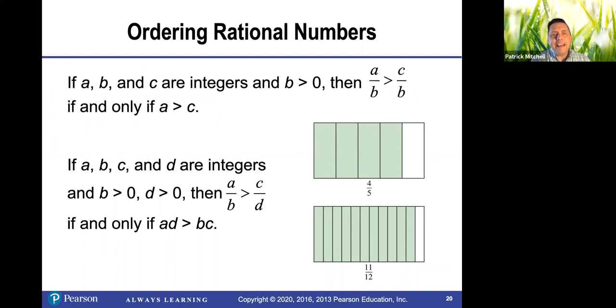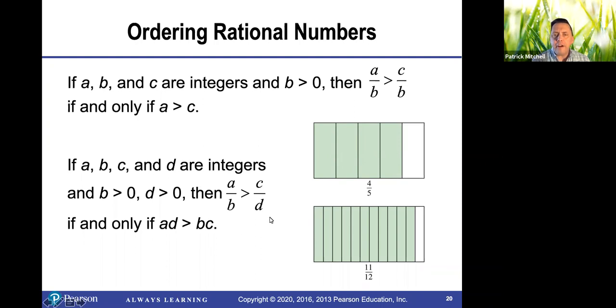If a, b, c, and d are integers, and b and d are both greater than 0, then a over b is greater than c over d if and only if those same cross products that we were just talking about, AD is greater than BC. So for example, if you were comparing the fractions 4/5 and 11/12, I can see from this area model that 11/12 is greater than 4/5.